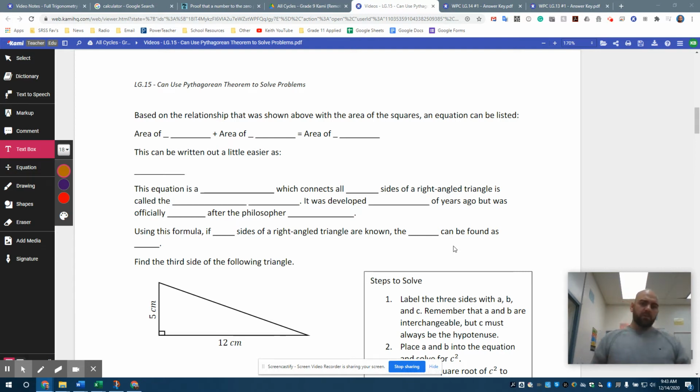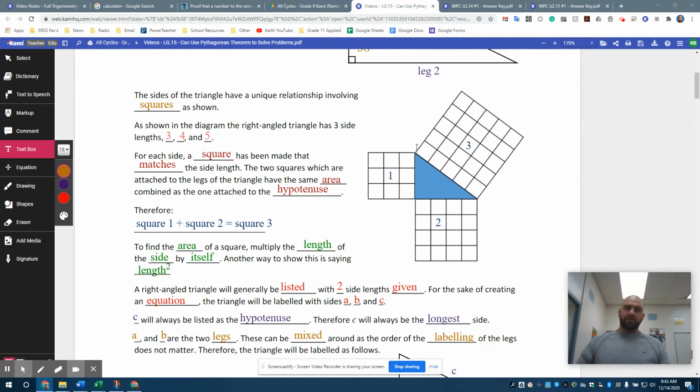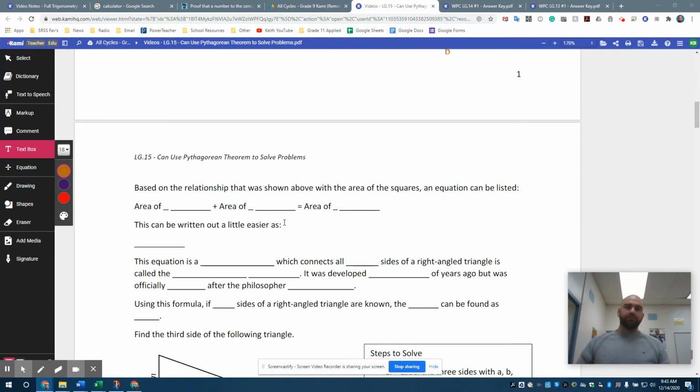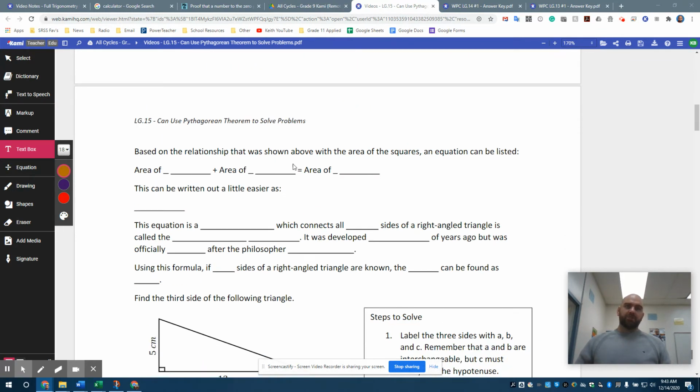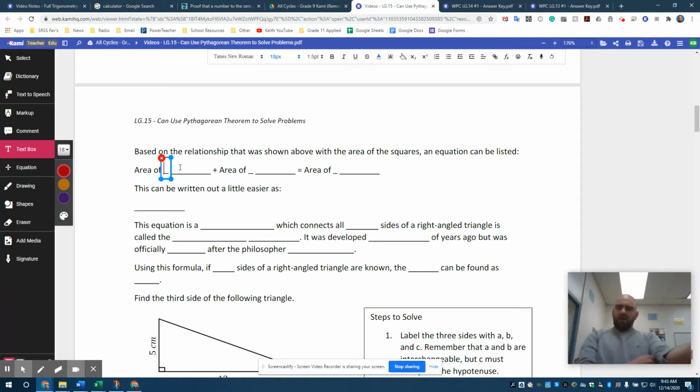So continuing on with our lesson that we started earlier, we're going to be taking a look at how do we solve for a side length of a right angle triangle. Based on the relationship that we saw prior, this relationship right here of the three squares, okay? So based on the relationship that was shown above with the area of the squares, an equation can be listed here. And we're going to list it off using the areas here.